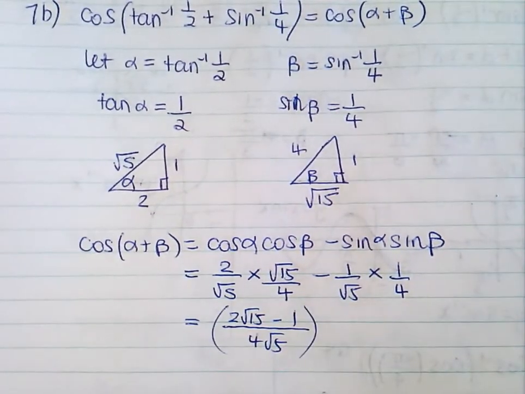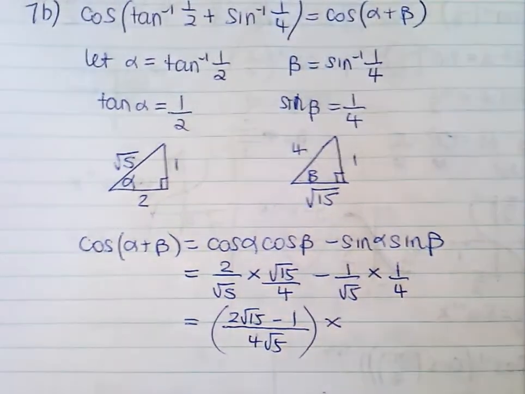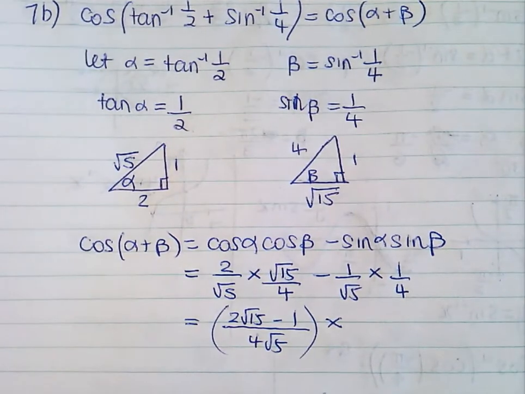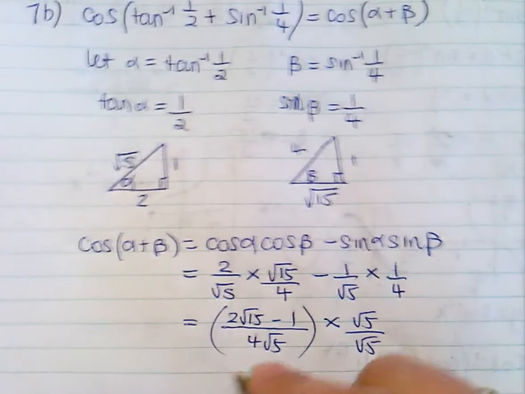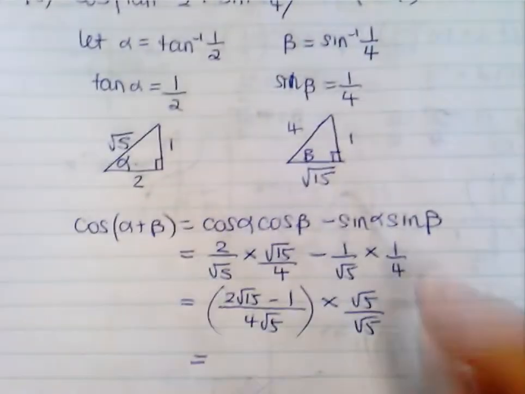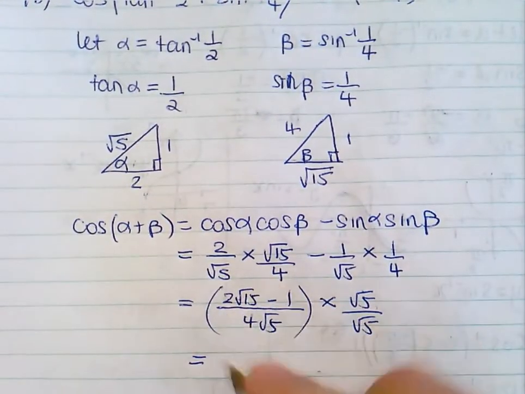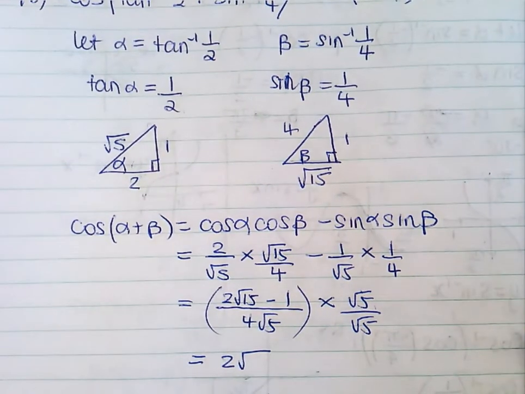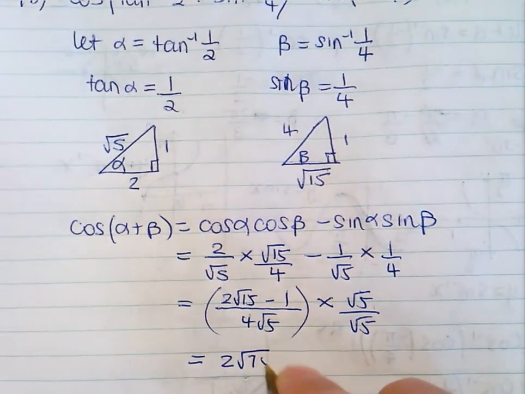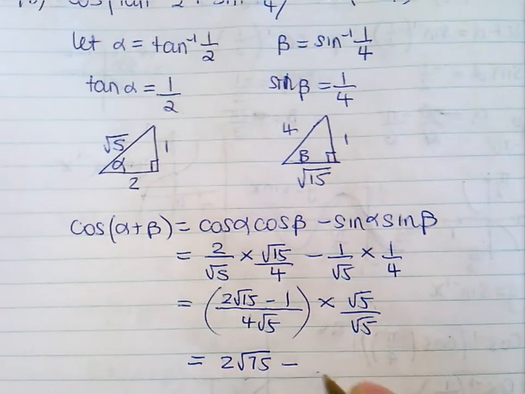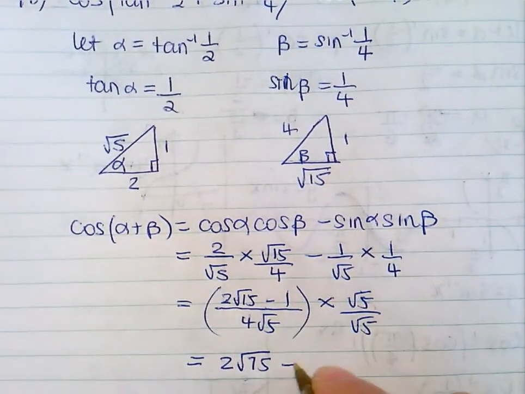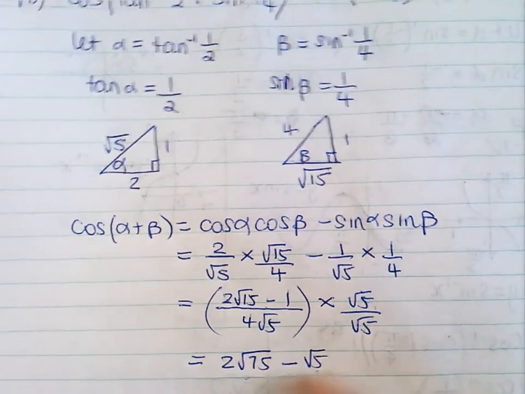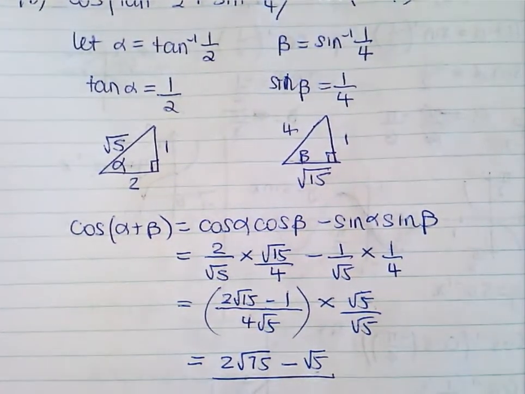So what do you multiply this by to rationalise it? You don't need to do it by 4 root 5 on 4 root 5 because the 4's cancel. Times root 5 over root 5, which is, expand. 2 root what? What's 15 times 5? I think it's 75. Minus that times that, that times that. Minus what? Over, what's 4 root 5 times root 5?